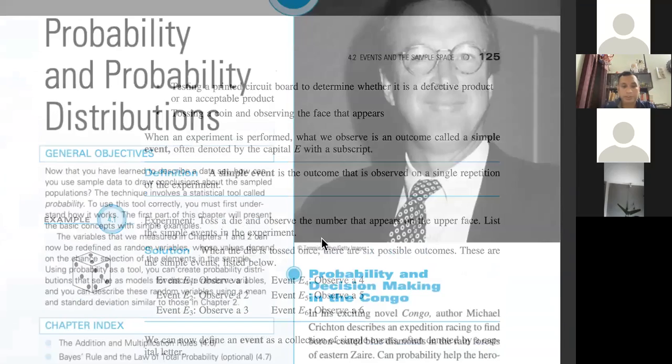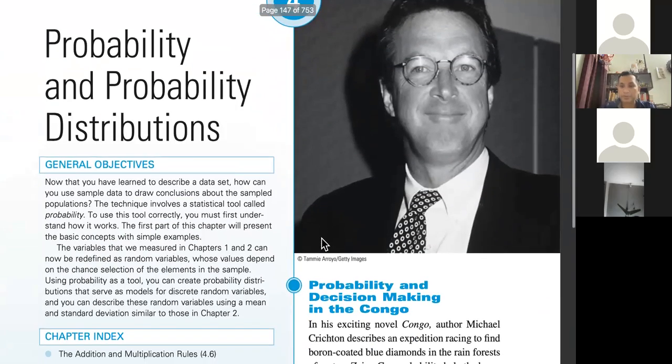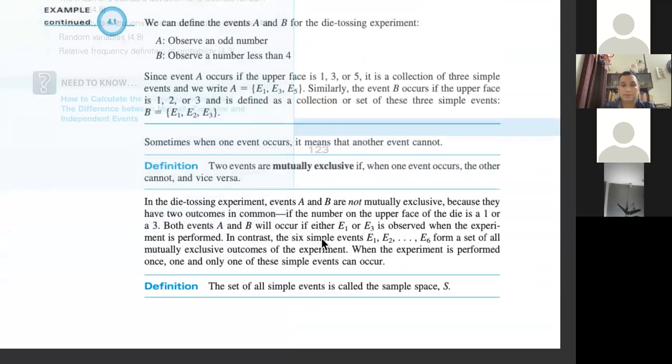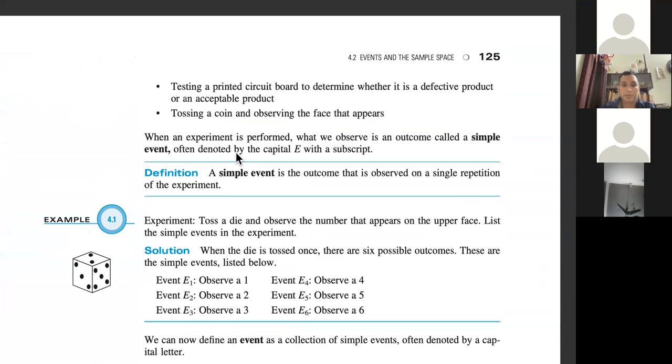So where do we usually use probability? We use probability in many decision-making cases. For example, here the author has given one good example: testing a printed circuit board to determine whether it is a defective product or an acceptable product.